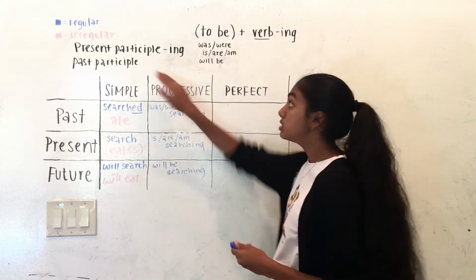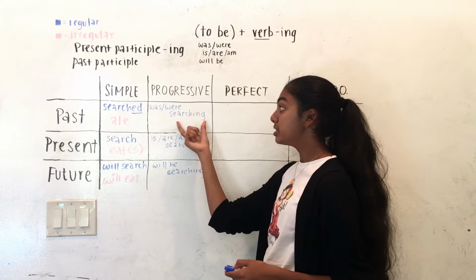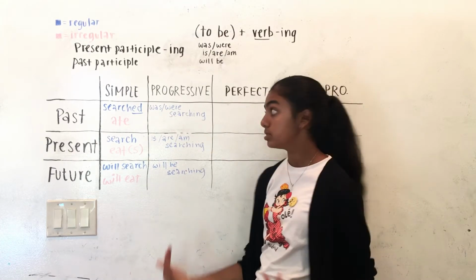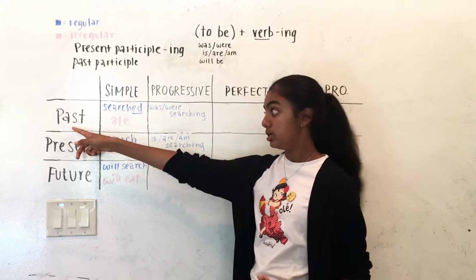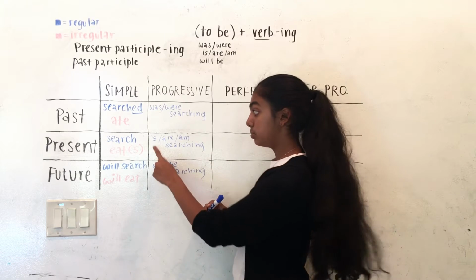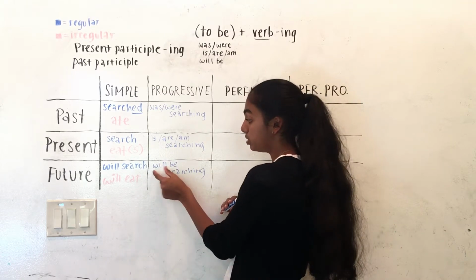But it always must be the present participle, meaning it must end in ing, and the first part of the progressive tense must correspond with the original tense. Basically, if it's past, it has to be was or were, present has to be is, are, am, and future has to be will be.